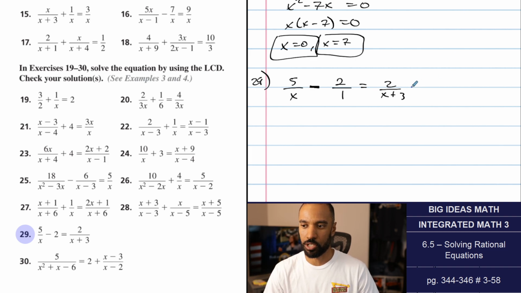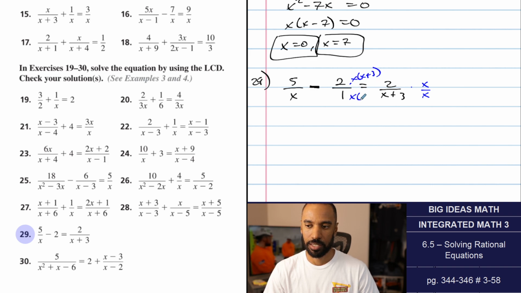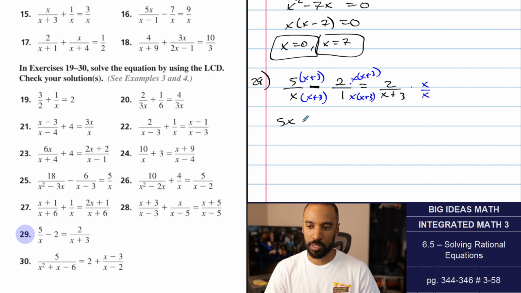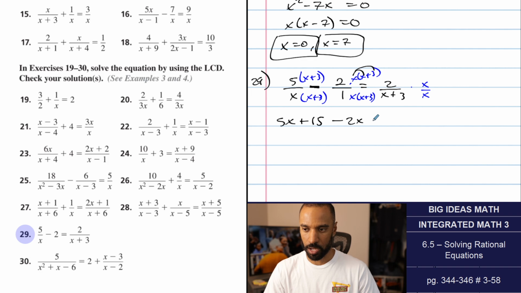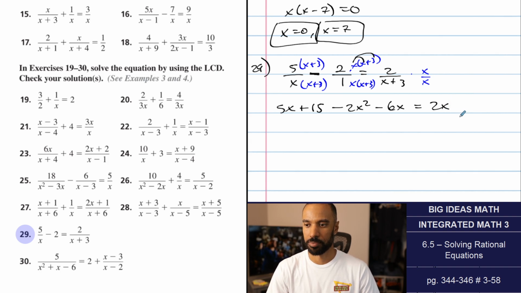If you'd like to instead do the whole get some x's here, get the x and x plus 3 here, and get the x plus 3 here, you can see that this seems like it's just more work overall. Common denominator, distribute the 5, distribute the 2. This is a minus this time. So we're doing minus 2x. This is x squared plus 3x, right? So minus 2x squared minus 6x equals 2x.